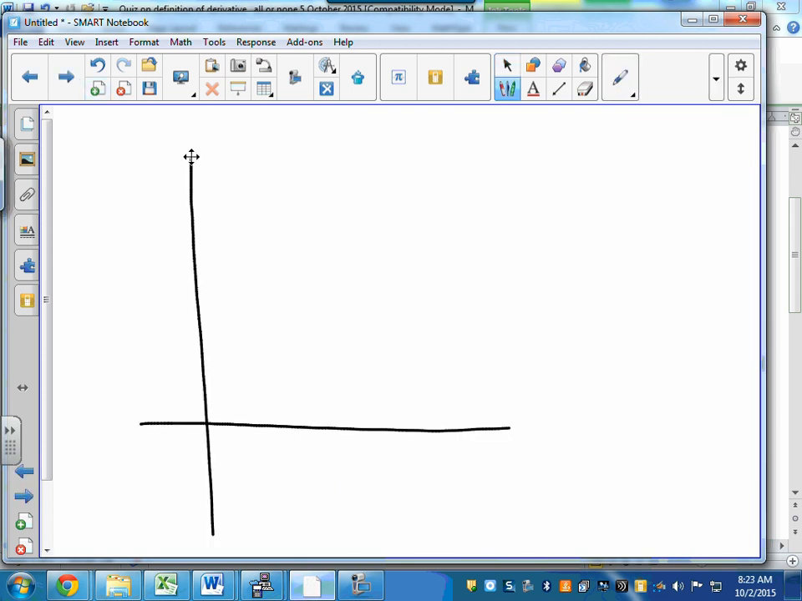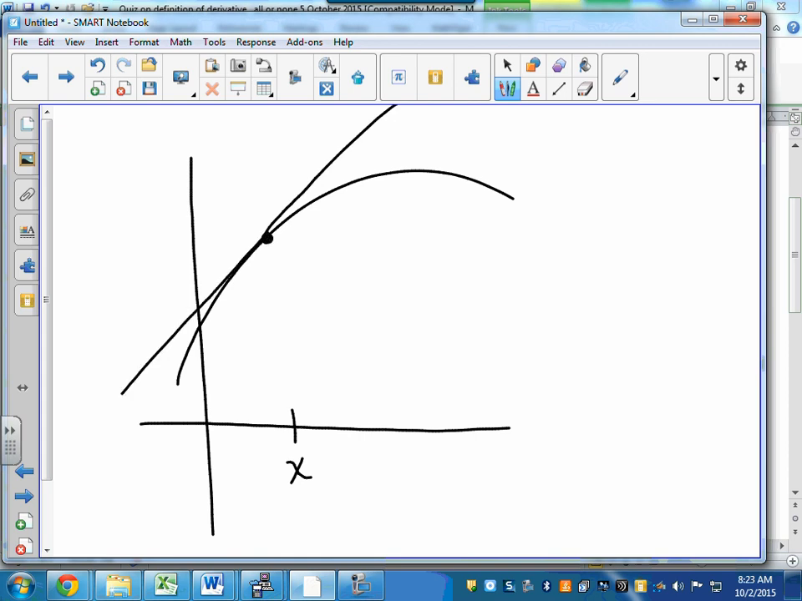Okay, so here's our curve again. This is some unknown x. We're trying to find the slope of the tangent line at x. Once again, we're going to need two ordered pairs, and we're going to do a limit. This one now, the ordered pair is x, f of x. Ordered pair x comma f of x.